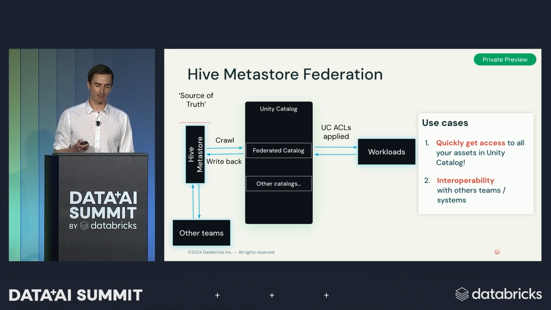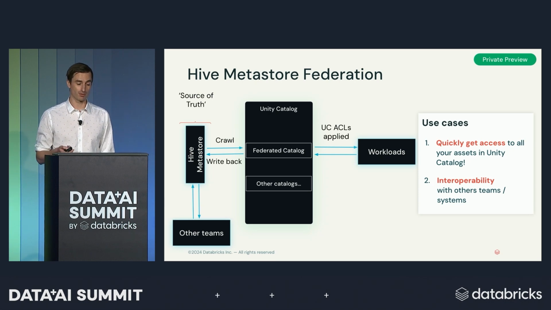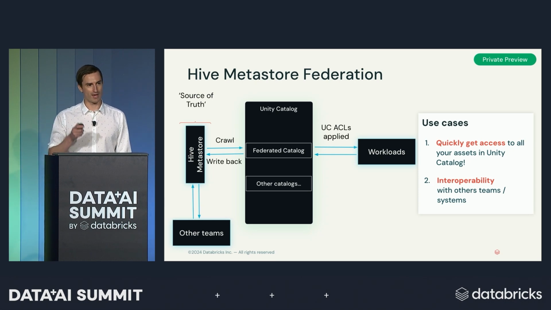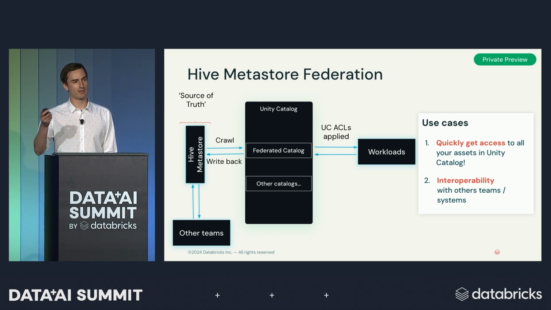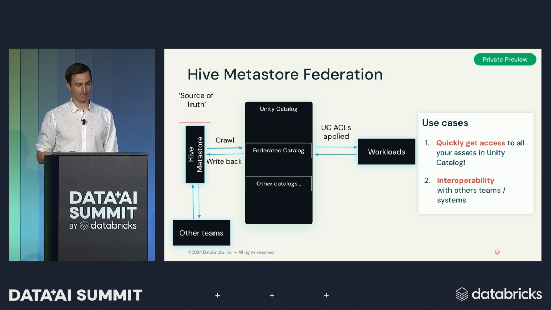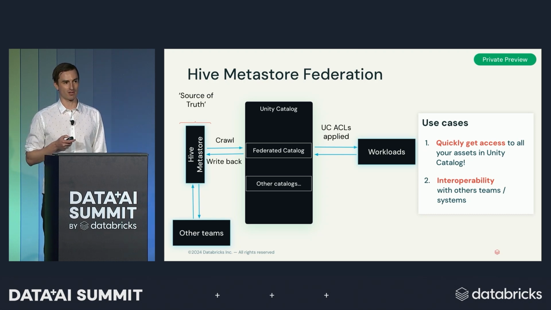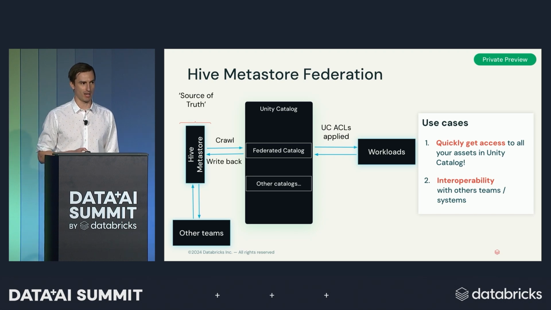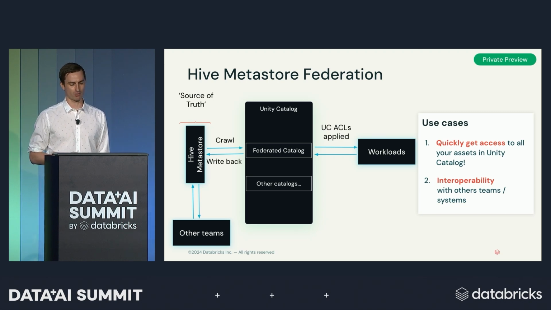Using Hive Metastore Federation, you can continue to use the Hive Metastore as your interoperability point between the teams. If they write a table into there, then you immediately get access to it in Unity Catalog with nothing you need to do. And we actually support writes in this version of Federation as well. So if you write into this federated catalog, then we'll actually create that object back in the Hive Metastore. So in this example, that other team will be able to see the assets that you create as well. So it provides this really great interoperability layer.